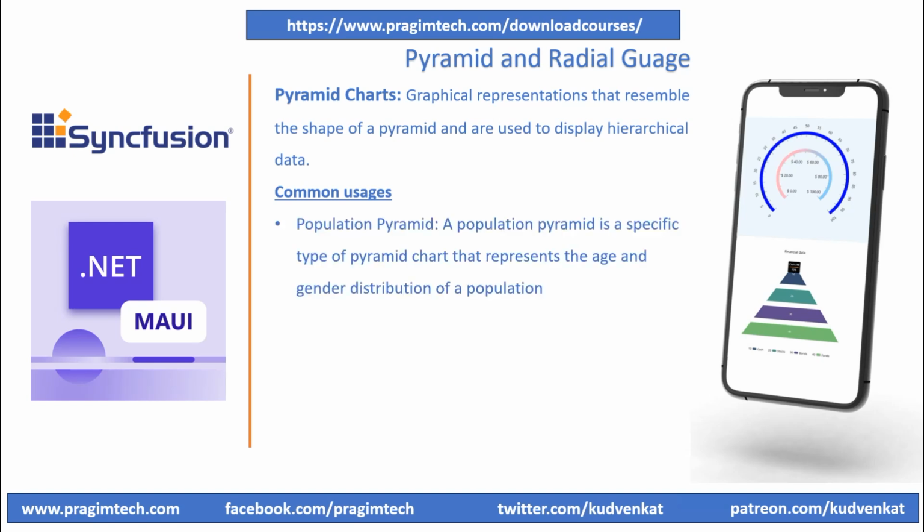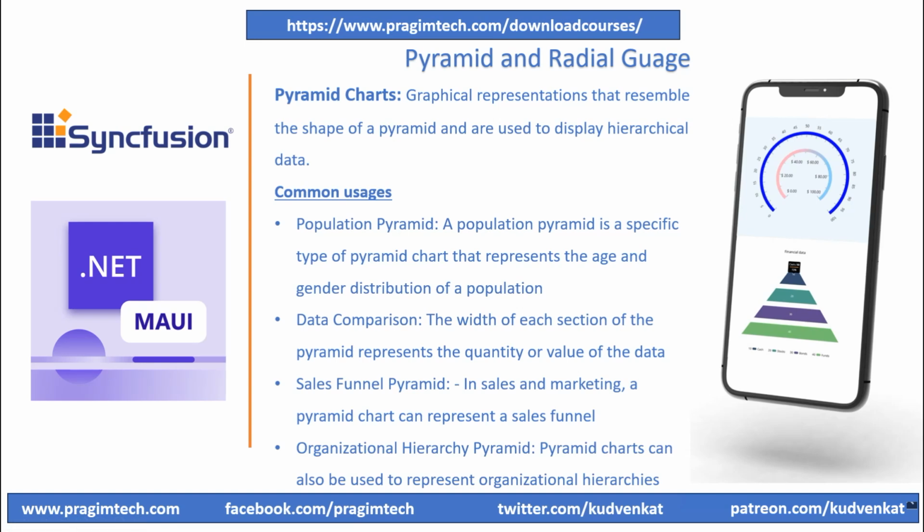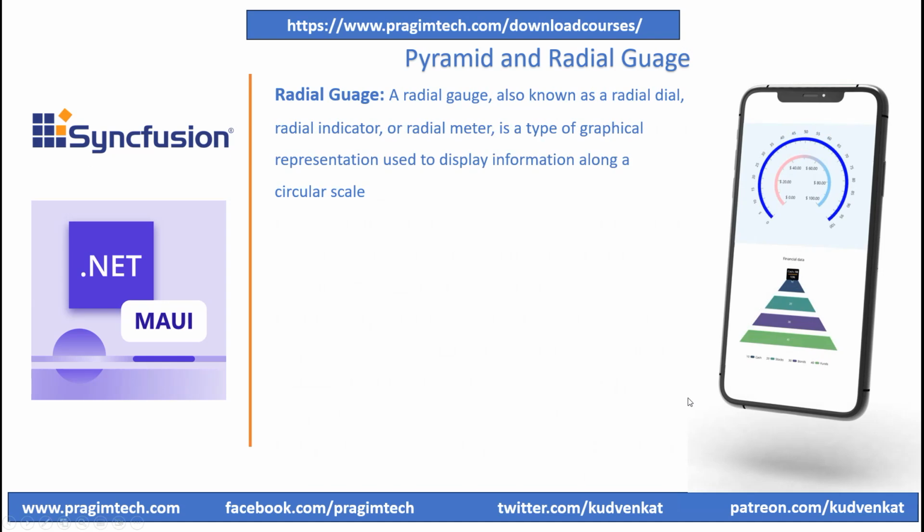The common usages are as follows. A population pyramid is a specific type of pyramid chart that represents the age and gender distribution of a population. The chart typically has two vertical bars, one for each gender, and the bars are divided into age groups. Pyramid charts are also used for data comparison. They are also used in sales funnel pyramids. While creating pyramid charts, it is important to choose the type that best suits the data or information you want to convey. Along with the pyramid charts, we'll be focusing on radial gauge charts.